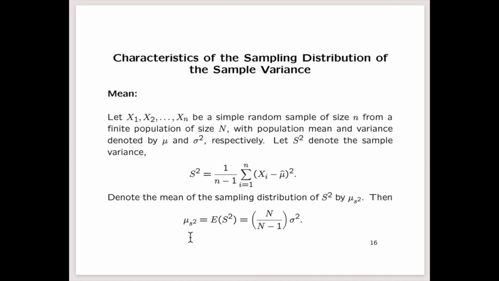And it turns out that when we are using simple random sampling, the mean of the sampling distribution of the sample variance, in other words, the expected value of s squared, is equal to capital N, the population size, over capital N minus 1 times sigma squared, which is the variance of the underlying population.